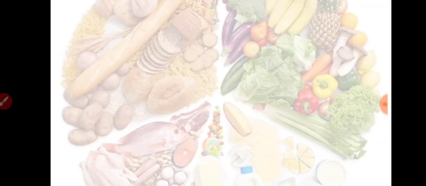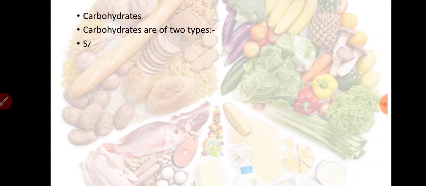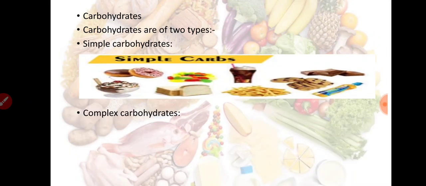So let us talk about one by one the components of diet. First we will discuss the nutritive components. The first and foremost important component of diet is carbohydrate. Carbohydrate may be defined as the main source of energy to perform daily activity. It is the major fuel for muscular contraction.